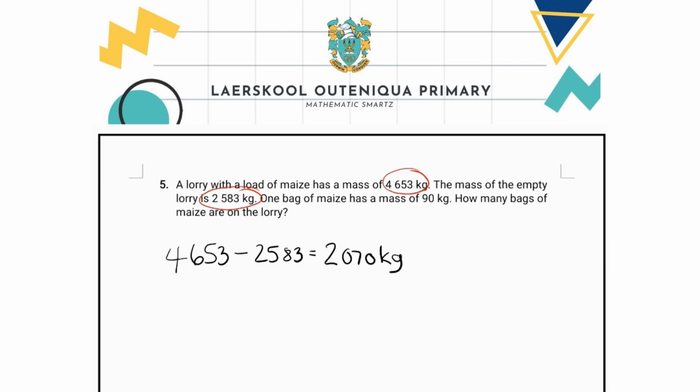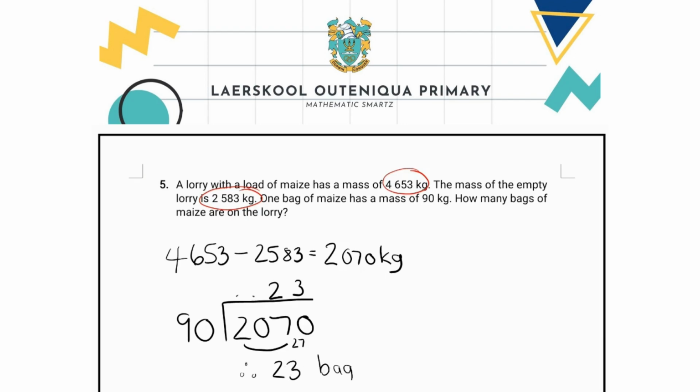I also know that one bag of maize has a mass of 90 kilograms. To find out how many bags of maize are on the lorry, I need to divide 2,070 by 90. So 90 can't go into 2, it can't go into 20, but it can go into 207. And it can go into 207 twice. 90 times 2 is 180, 207 minus 180 gives me 27. 90 goes into 270 3 times with no remainder. Therefore, there are 23 bags of maize on the lorry.